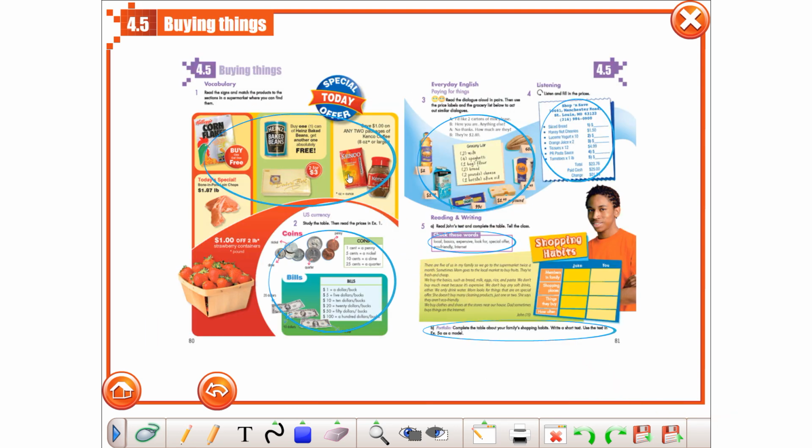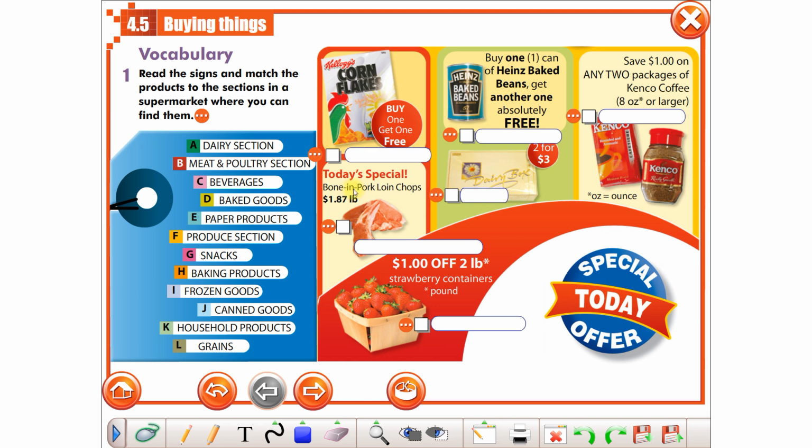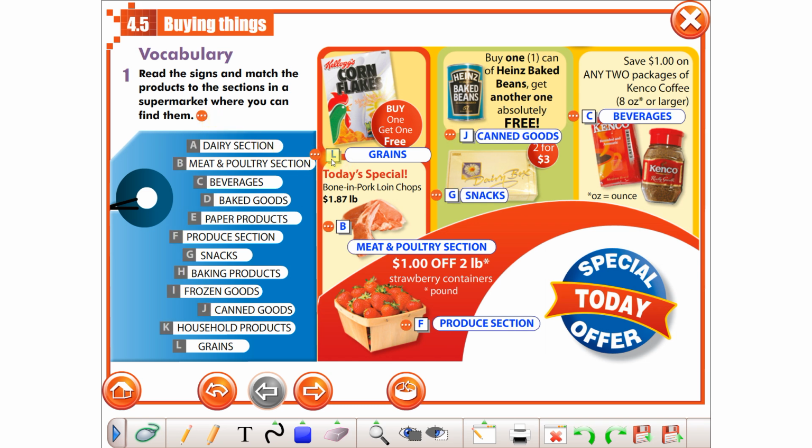Another important aspect is to give offers or express discounts. So here we have a couple of them. So buy one can of Heinz baked beans, get another one absolutely free. So let's match them all, and look at what section each corresponds to. So we have here one pound off, two pounds, strawberry containers, pound. And then we have today's special, bone-in pork loin chops.